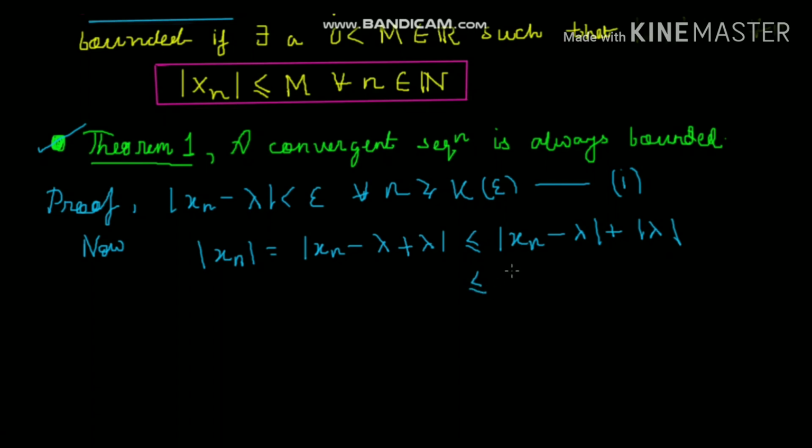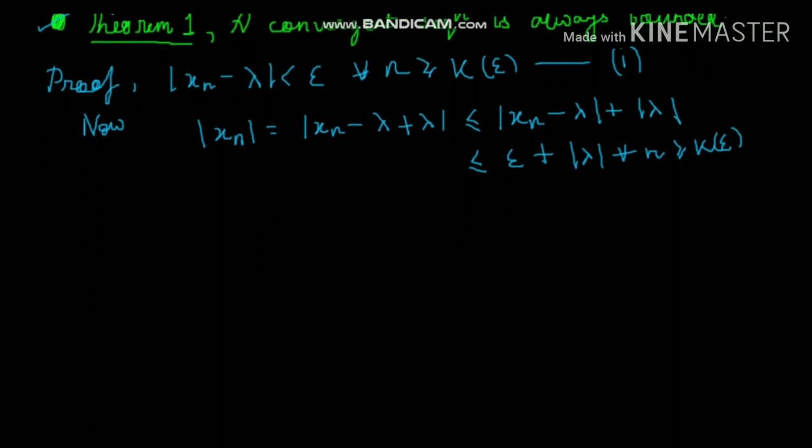Now we can replace the mod of xn minus lambda with epsilon, and this condition is true as long as n is greater than or equals to k of epsilon. So we found an upper bound for x if n is greater than or equals to k of epsilon. But what about the preceding terms? We can simply tackle it by letting a variable m, which is equal to supremum. So supremum function gives us the maximum value in a given set.